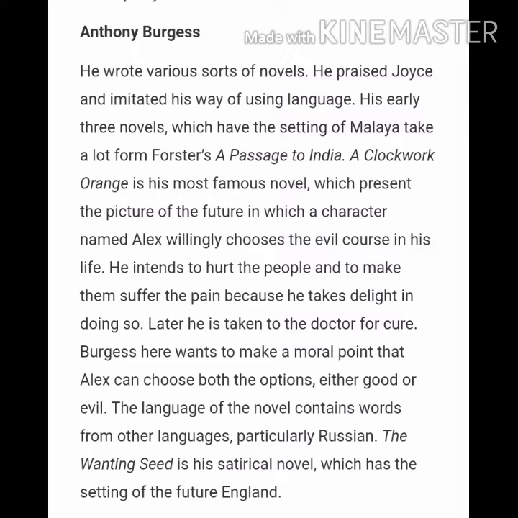He intends to hurt the people and to make them suffer the pain because he takes delight in doing so. Later, he is taken to the doctor for cure. Burgess here wants to make a moral point that Alex can choose both the options, either good or evil. The language of the novel contains words from other languages, particularly Russian. The Wanting Seed is his satirical novel, which has the setting of the future England.